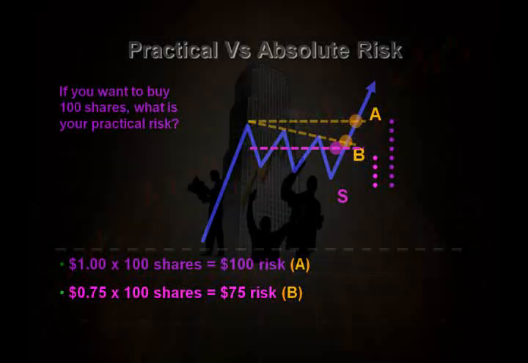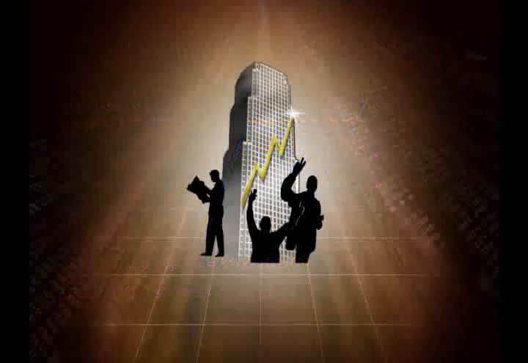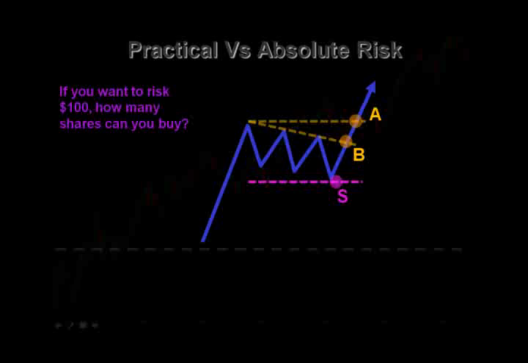That's what makes them so powerful. So if we wanted to only risk $100, how many shares would we be able to buy? Well, let's have a look at the calculations. If we were to buy at A, we would say $100 of risk divided by the distance between A and your stop loss, which is $1, equals 100 shares.